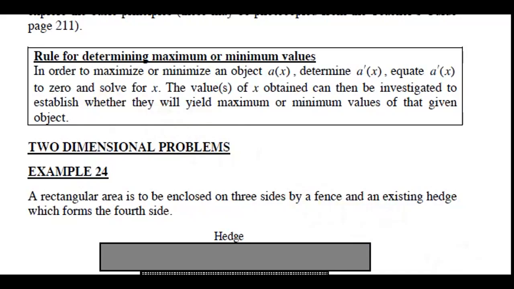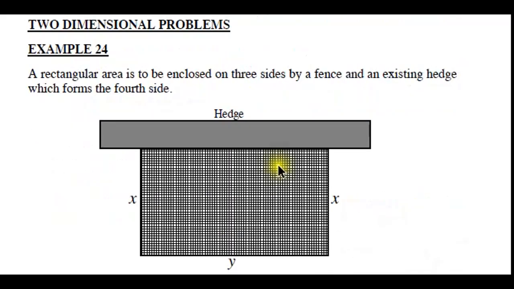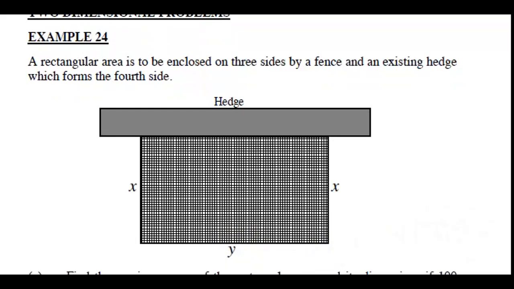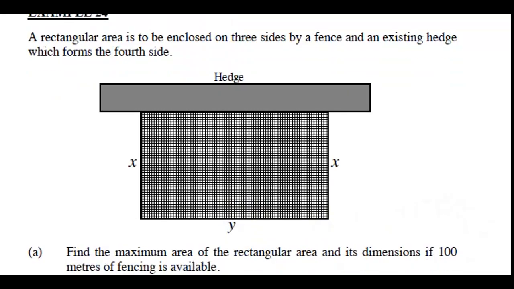Right, let's look at this two-dimensional problem. So here it says two-dimensional problems, example 24. So you're given a rectangular area to be closed off on 3 sides by a fence and an existing hedge. So this here is the garden hedge, like a cherry tree that's been shaped into a hedge, and here you have your 3 sides of the fence. So your 3 sides are x, y, and x again.